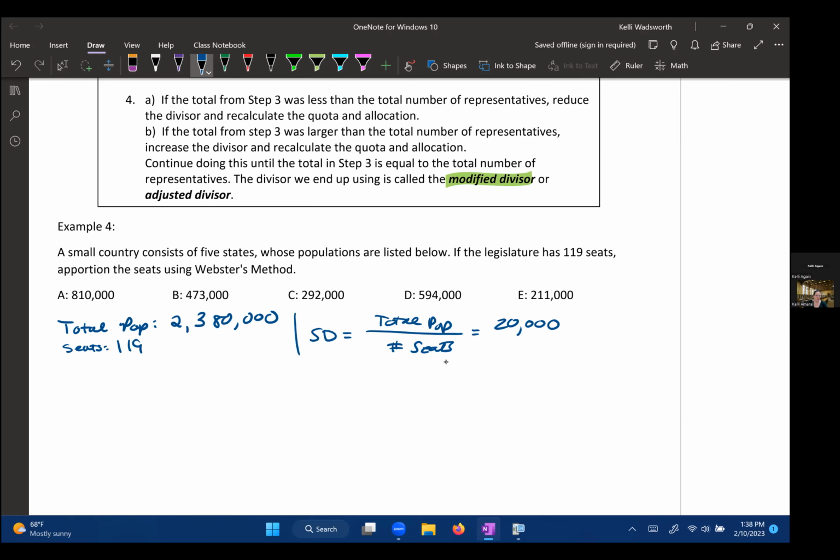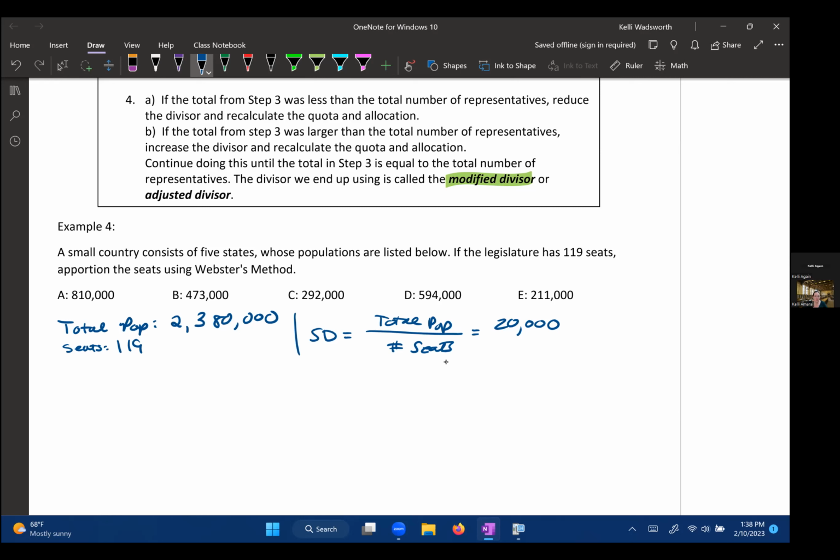But no matter what example you're doing, you always find the total population by adding up the population of the states if you're not given it already. You have to know the number of seats, and you always find the standard divisor by taking that total population divided by the number of seats.